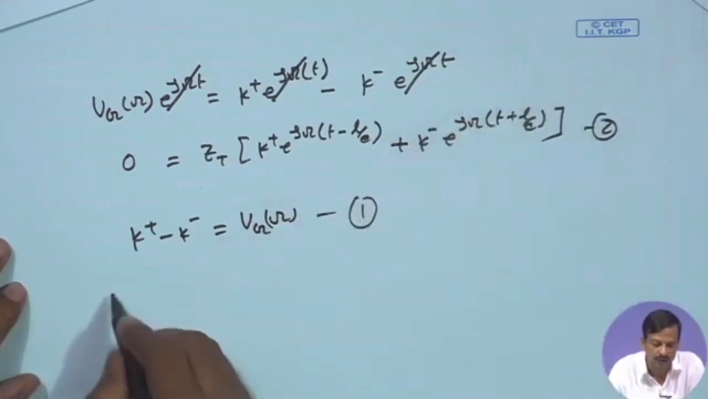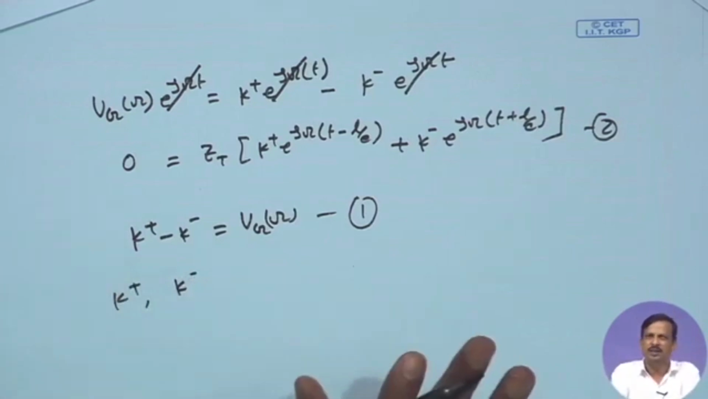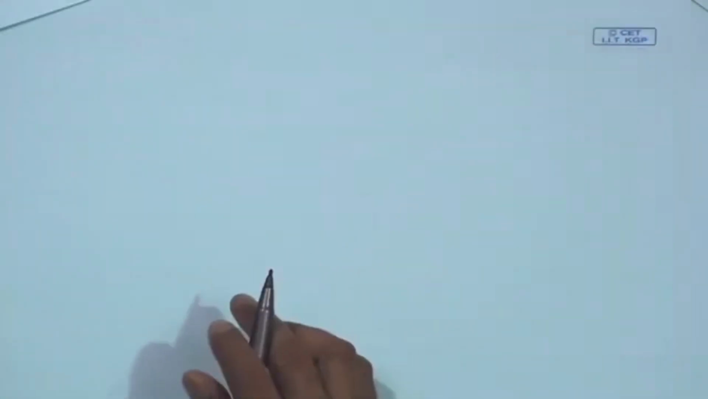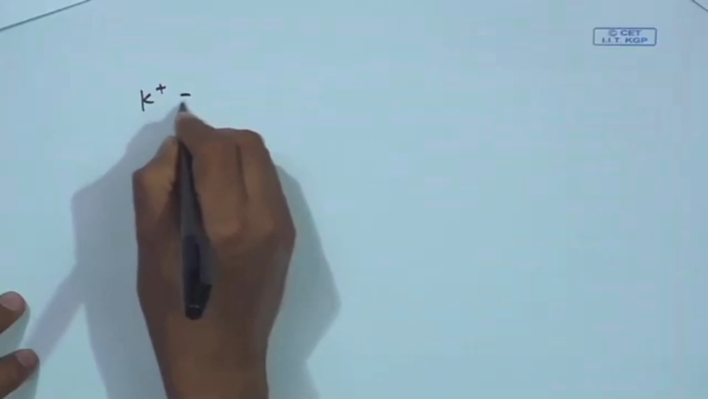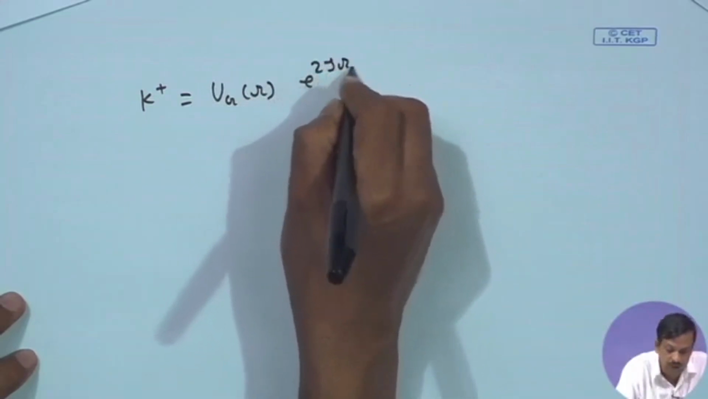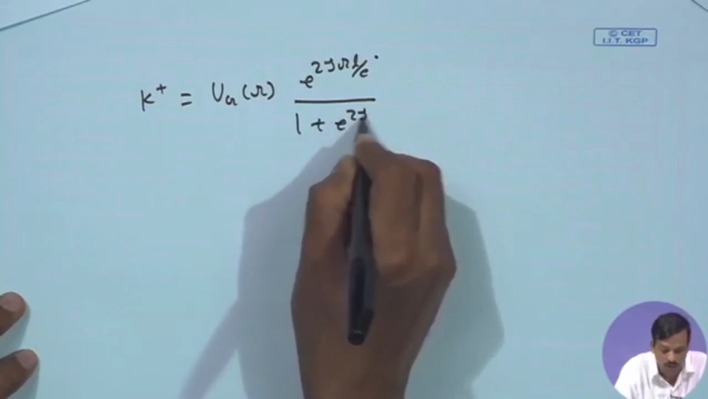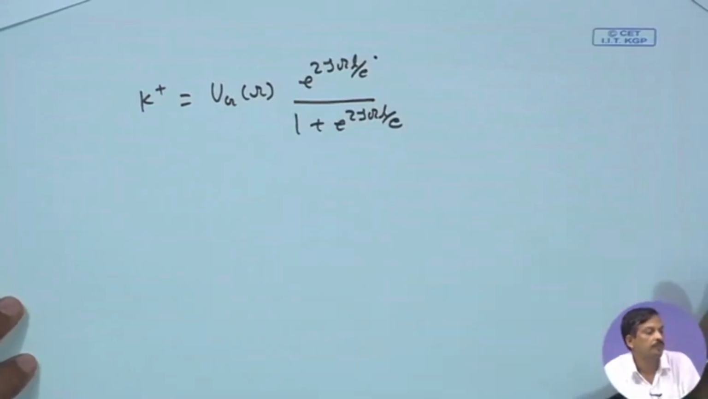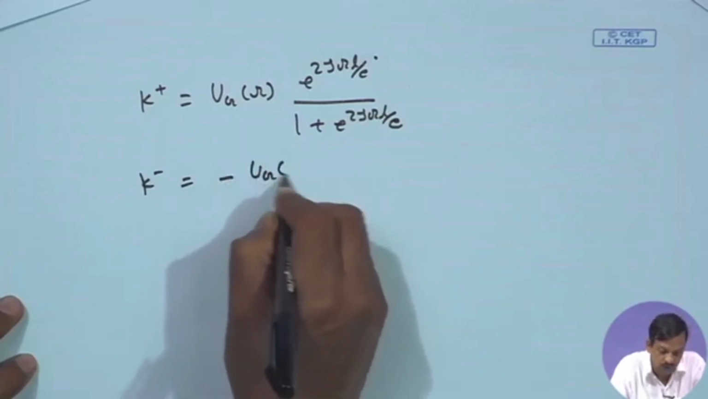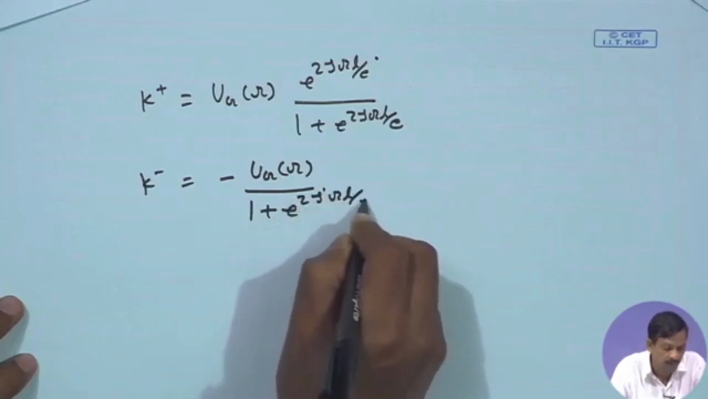Again I can solve for k plus and k minus. I am not deducing the solution because you can do it easily. You can just deduce the solution and find out k plus and k minus. So, k plus will be equal to u g omega e to the power 2 j omega L by c divided by 1 plus e to the power 2 j omega L by c. This is k plus, and k minus will be minus u g omega divided by 1 plus e to the power 2 j omega L by c.